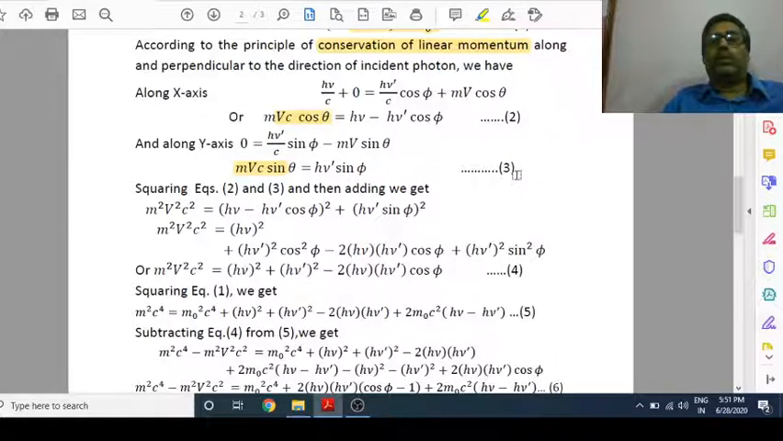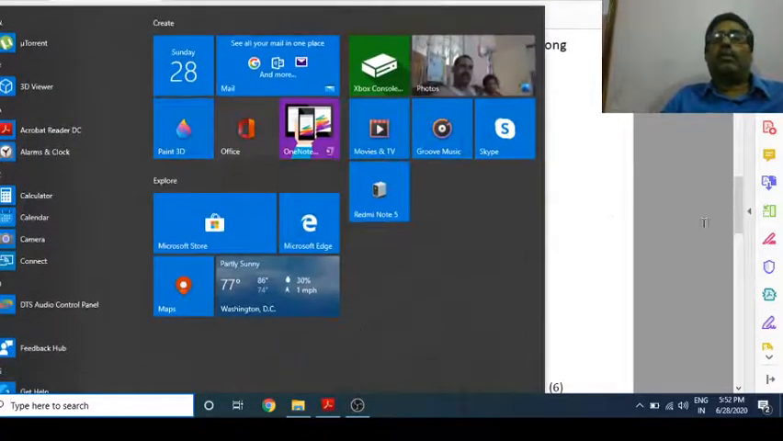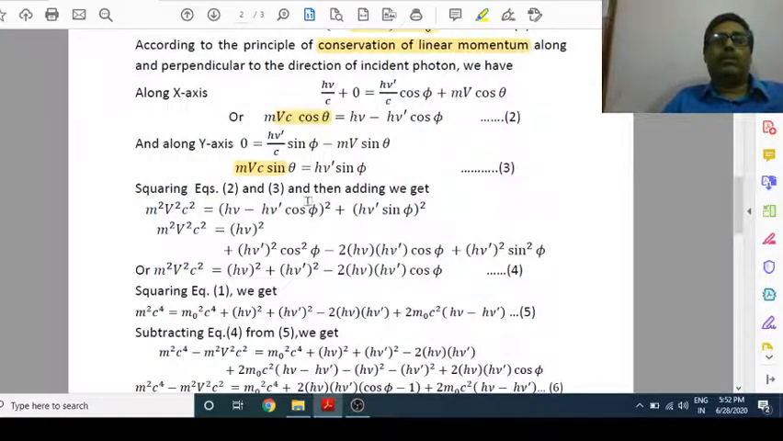So see equations 2 and 3. On the left side cos theta, sin theta. So if we square both and add, it will be m square b square c square under bracket cos square theta plus sin square theta, that will be 1. So first we square it and then add. So left side will be m square b square c square, and right side will be this whole square plus this square. I have written here.